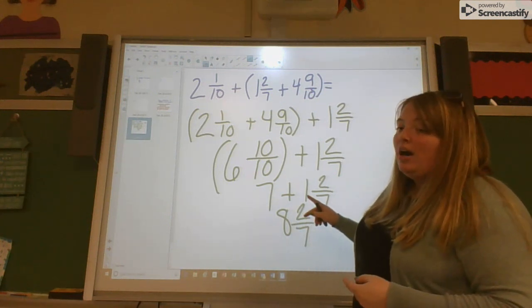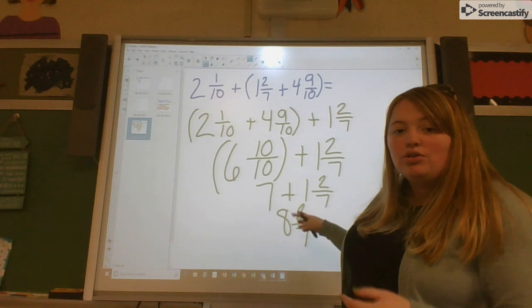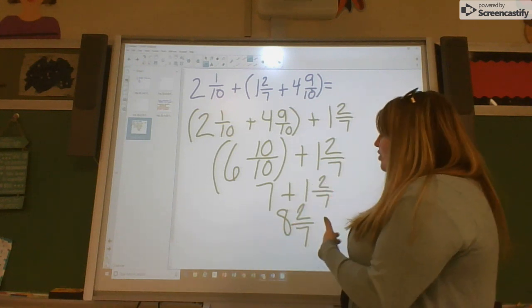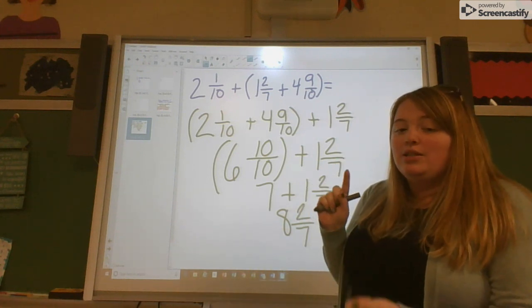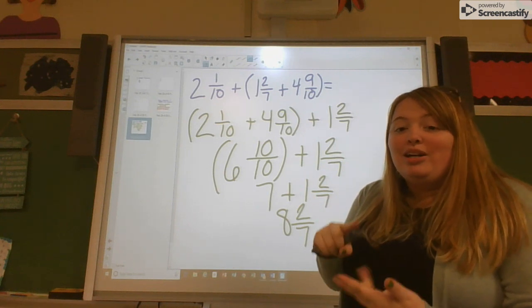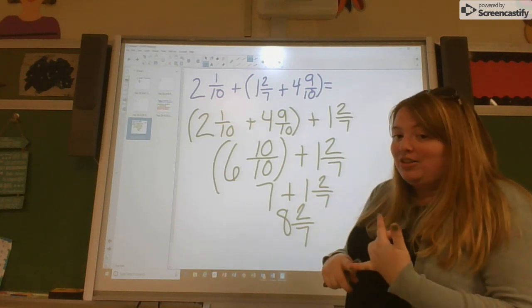If this gave me a fraction that I needed to reduce, then I would just go through the process of reducing, checking to see if it is divisible by 2, 3, 5, or its factors.